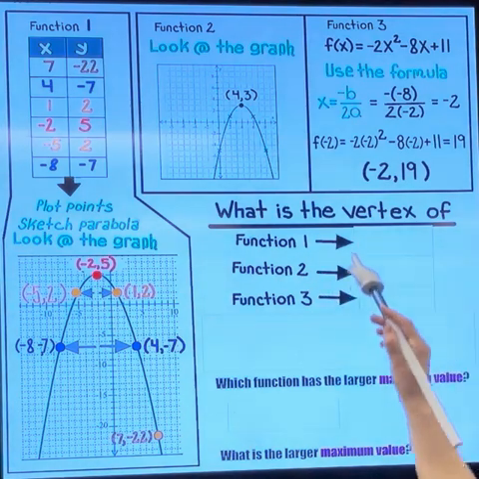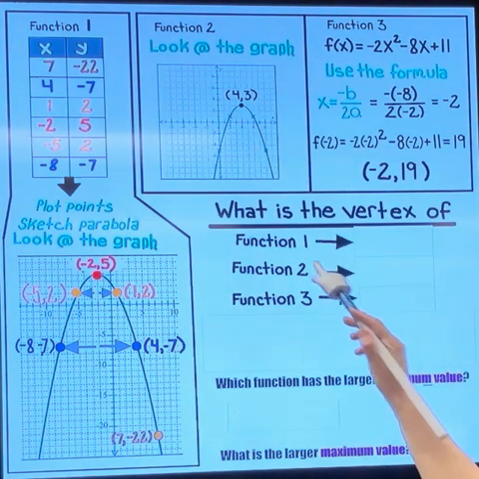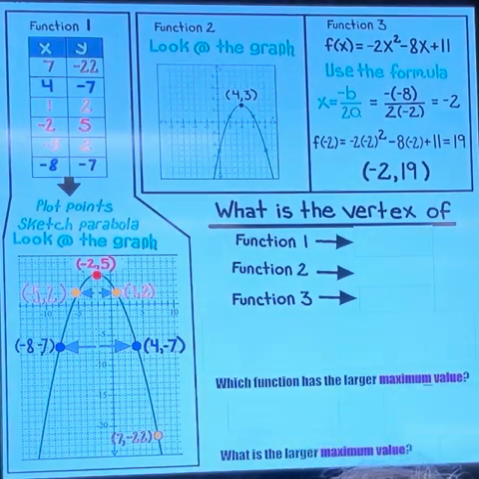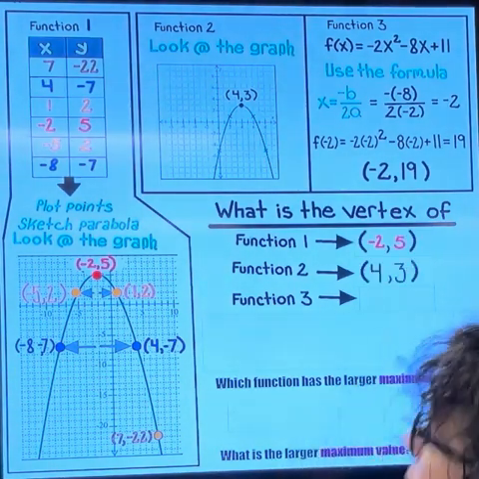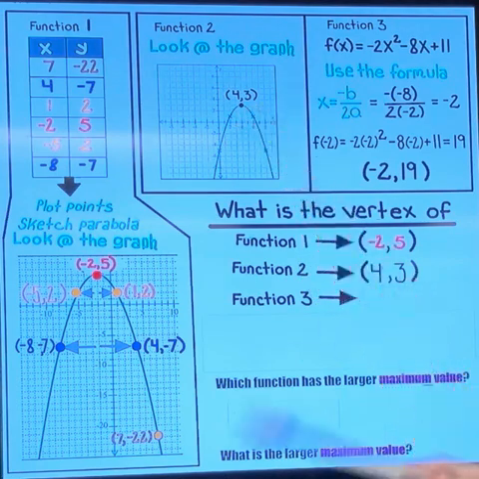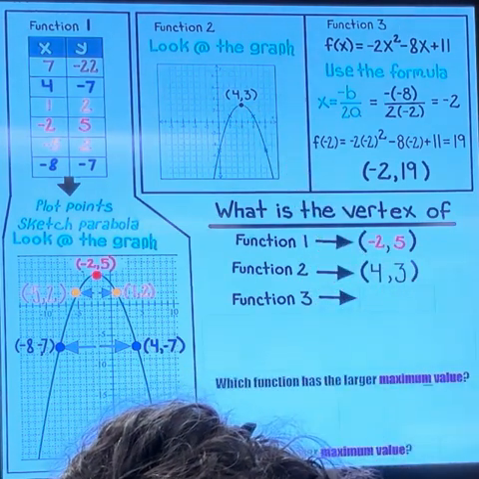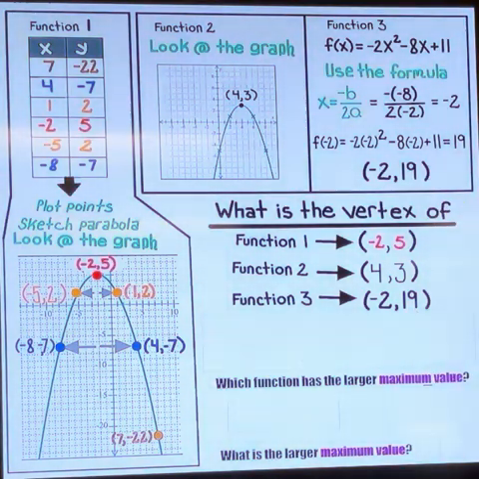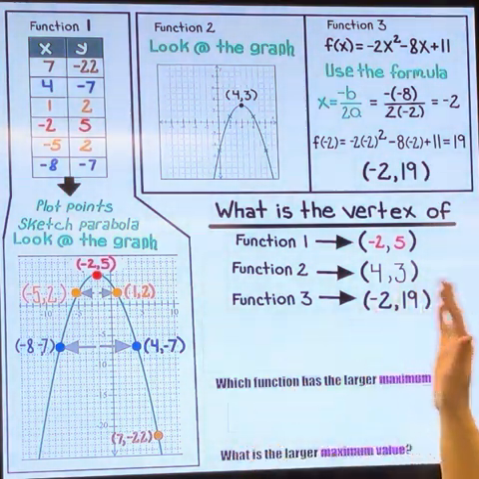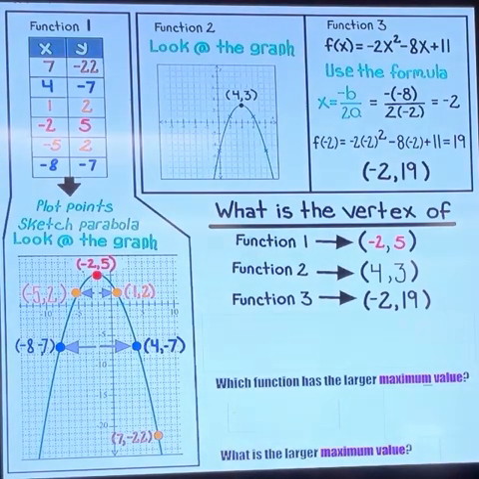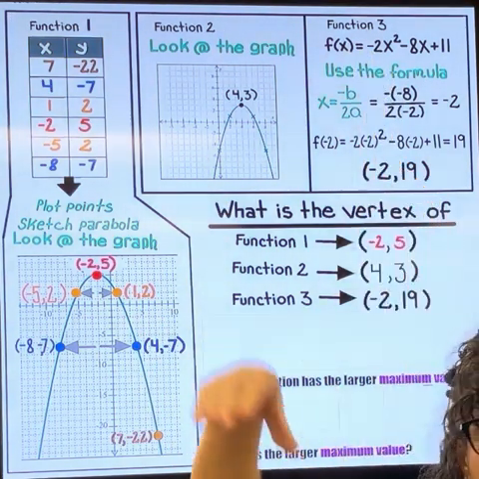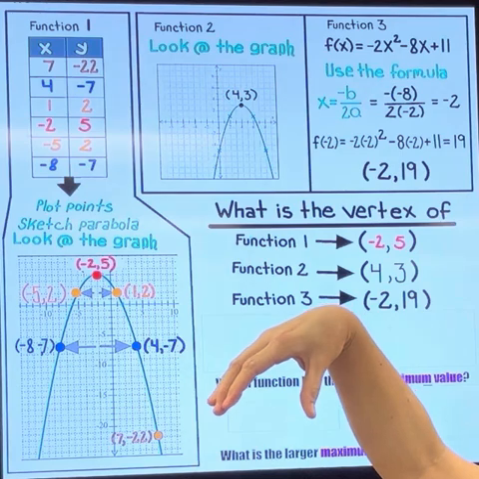So here I'm just summarizing what we just found. Function 1, we found the vertex to be -2, 5. Function 2, we found the vertex to be 4, 3. And function 3, we found the vertex to be at -2, 19. I want to point out for all three of these, the vertices are at a maximum. This is a -2, so I know this one is opening down.